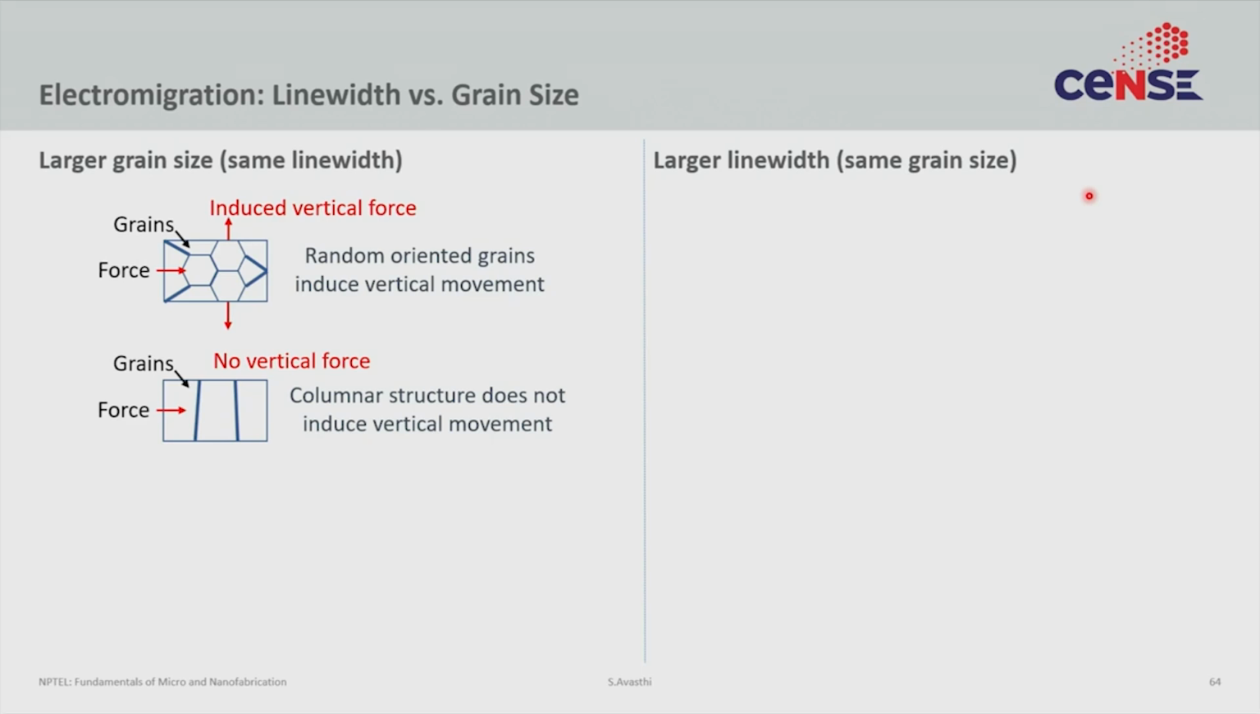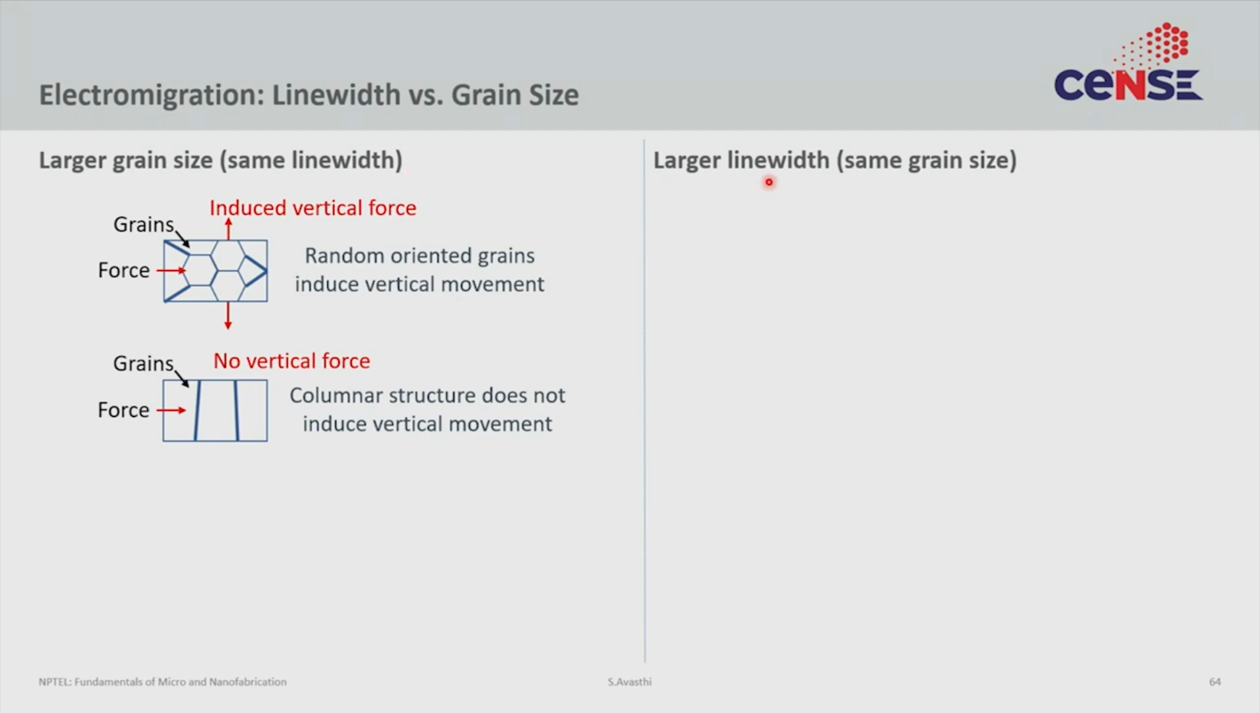So, the first case we shall talk about is what happens when we change the grain size. And the second thing that we will discuss is how we can change the geometry. So, first we shall discuss how grain size or morphology affects things, and second we will discuss how geometry or width of the line affects things. So, first take grain size.